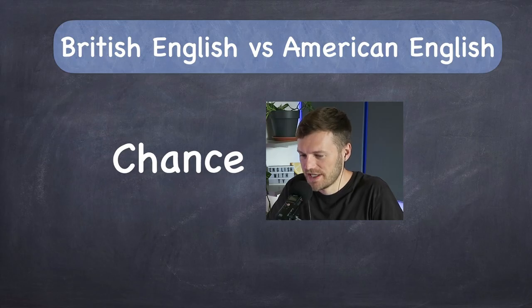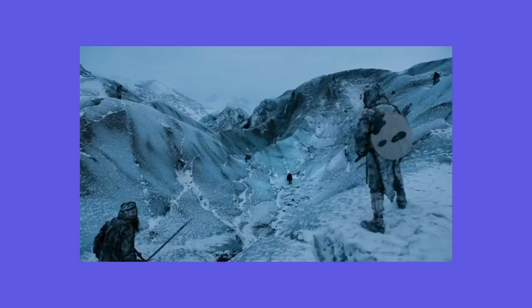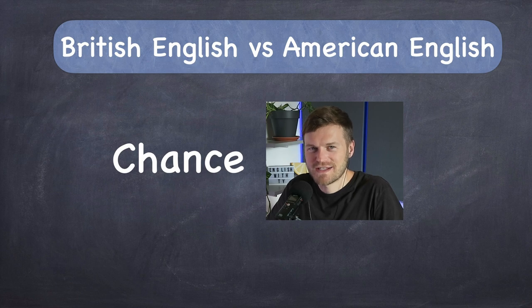The next word is spelled C-H-A-N-C-E. How would you pronounce this word? In British English, it would be "chahnce," and in American English, it would be "chance." Now, here's an example for you of the British English pronunciation. "Should have took me while you had the chance." And here's an example of the American English pronunciation.